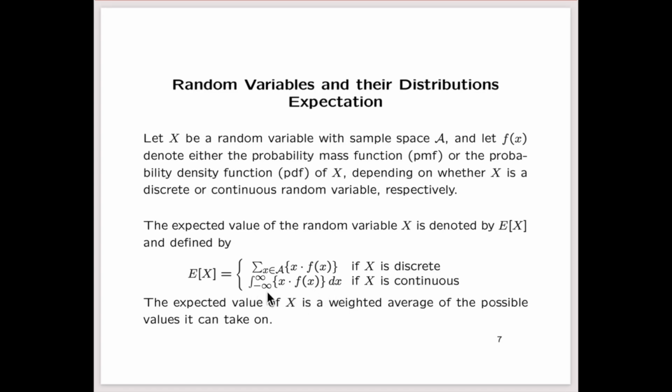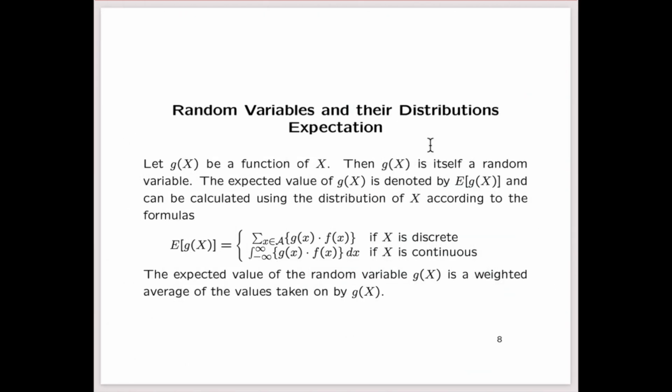But again, don't let that notation throw you off. The idea is exactly the same. If you've had calculus, then this may make sense to you. If you've not had calculus, don't worry about it, because we're not going to actually have to do this, but this is the definition for the expected value of X when X is continuous. The bottom line is that regardless of whether we're talking about a discrete random variable or a continuous random variable, the expected value of X is a weighted average of the possible values that the random variable X can take on.